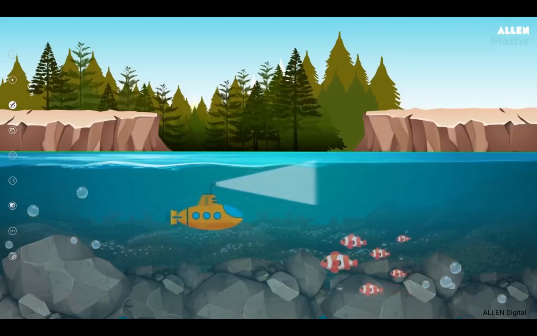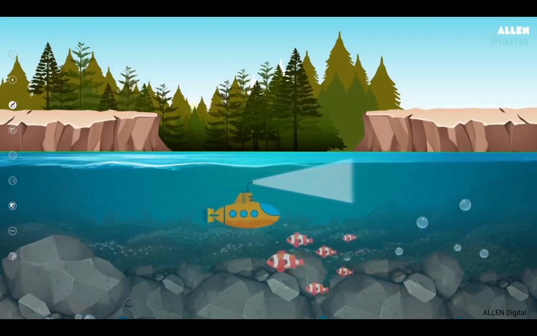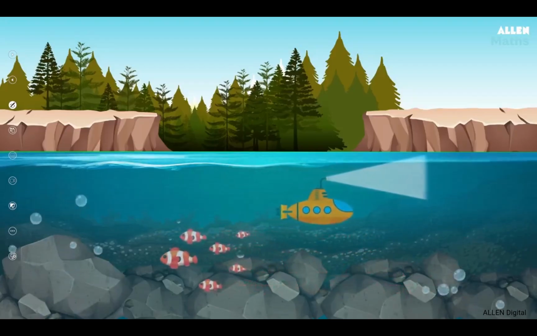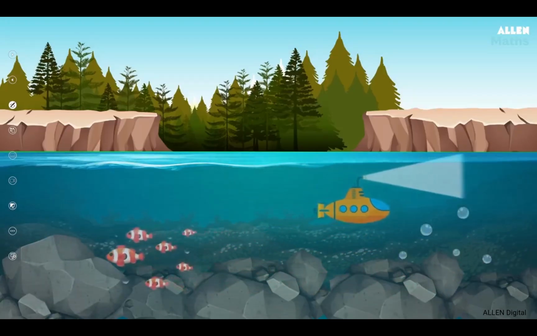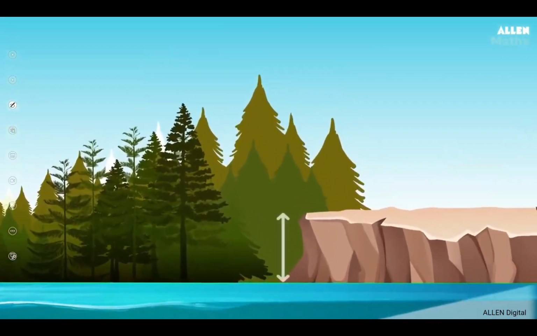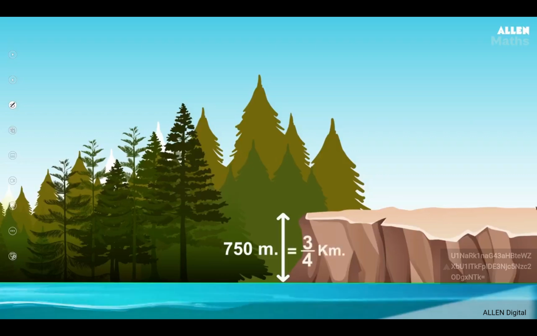Let's discuss this. Here we have a submarine and here we have a cliff. It can also be considered a mountain. Now, the height of the cliff is 750 meters. This height we can represent in kilometers, and we know that to convert meters to kilometers we need to divide by 1000. So, that is 3/4 kilometers.